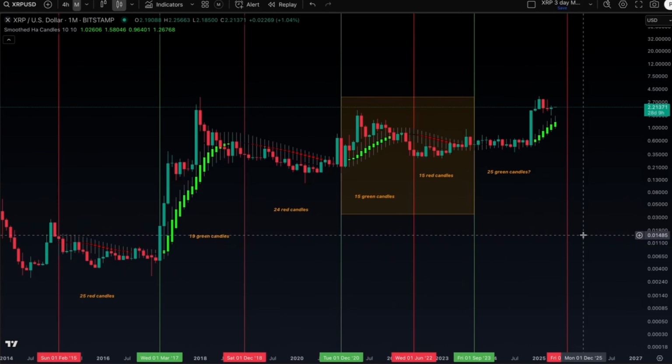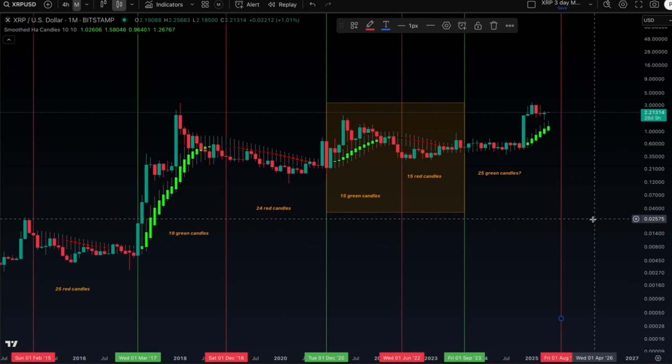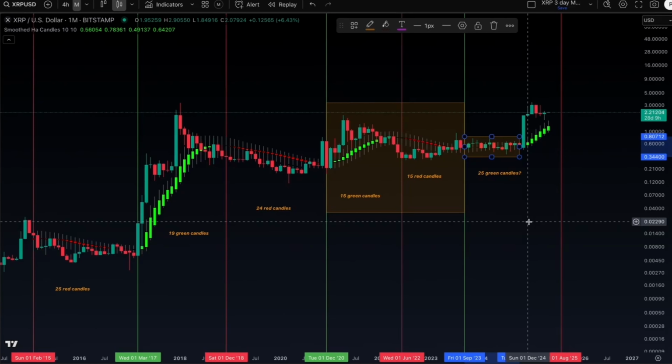What if we say, based off the fact that we had a battle between the green and red candles here, is it plausible that we might see 30 green candles? It's not impossible. Is it probable? It could be, based off the fact that we had such consolidation during this period here, where price was just confined within a tight space and was just itching to explode.